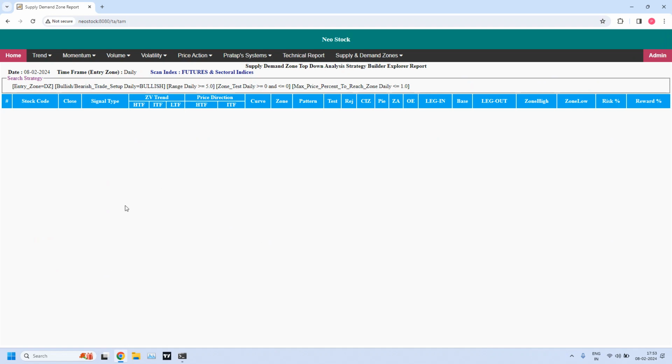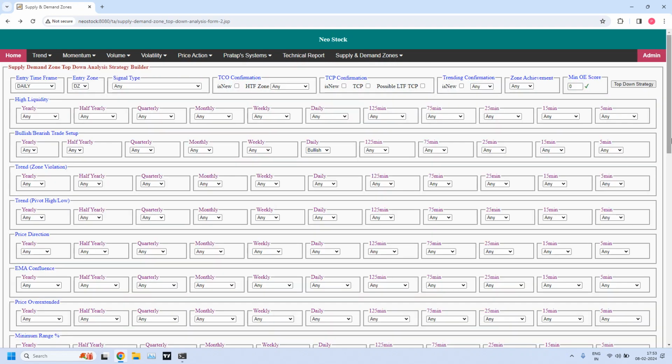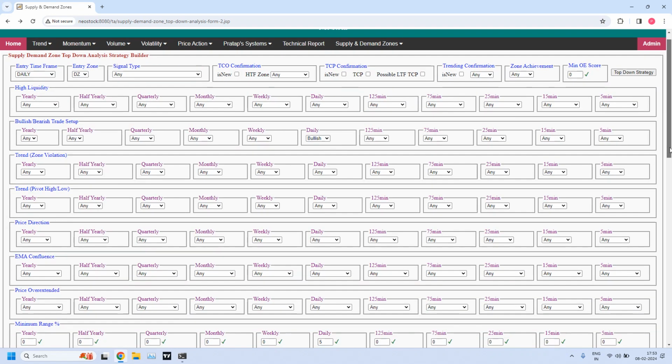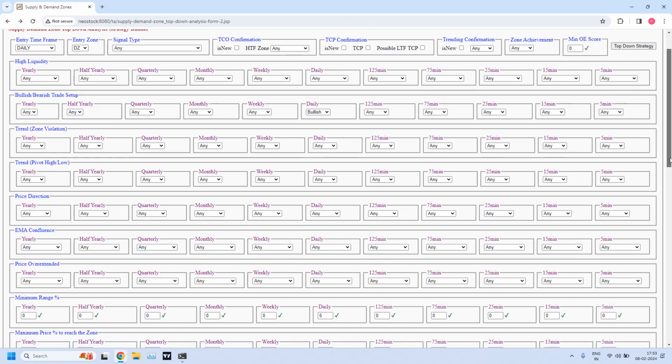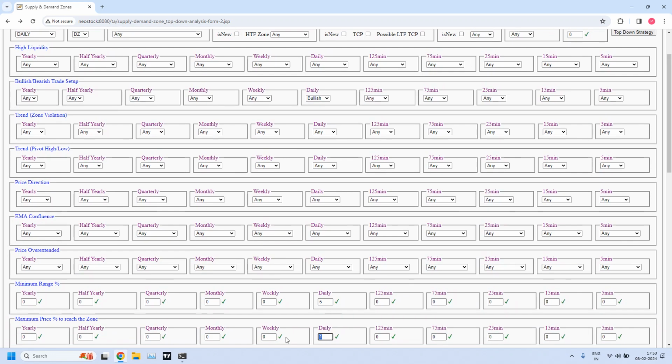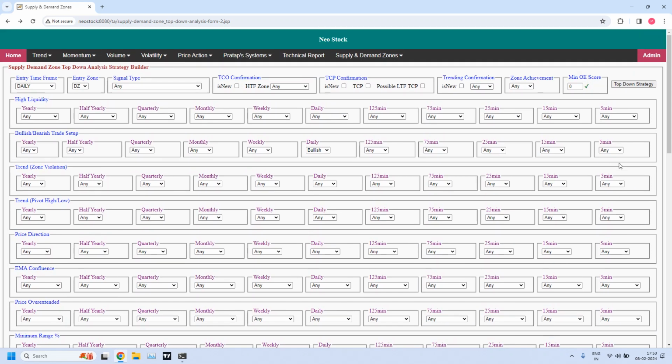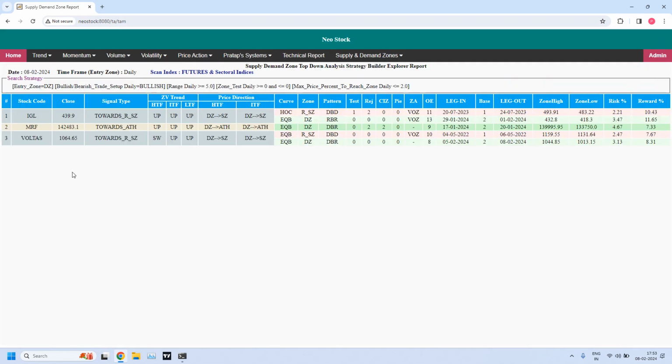No stocks are there. Now we do one thing. Within 2% level, 3 stocks are filtered. Today's price has closed within 2%, nearest to the demand zone.